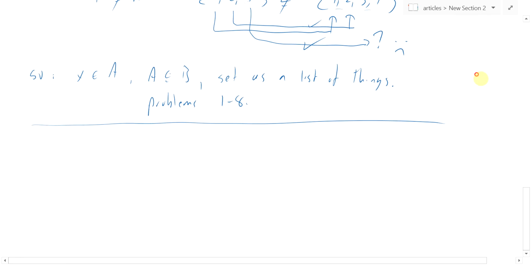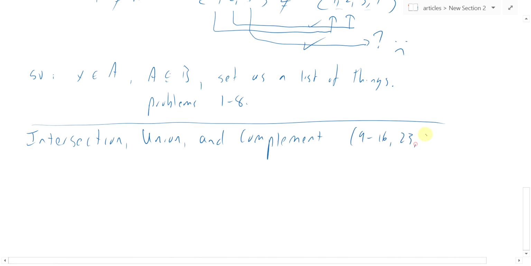Okay, so now we're going to move on to intersection and subset. No, sorry, not intersection, subset. Intersection, union, and complement. And this is dealing with problems 9 through 16 and 23 and 24. So after we talk about this section, then you should be able to do these problems.